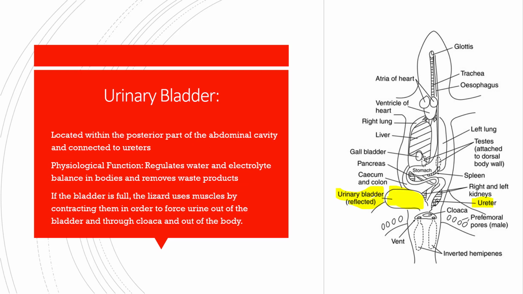And the urinary bladder is located within the posterior part of the abdominal cavity and connected to the ureters, as we can see right here. The urinary bladder on the photo is highlighted, as well as the ureter. Its physiological function is to regulate water and electrolyte balance in the body and remove waste products. If the bladder is full, the lizard contracts its muscles in order to force urine out of the bladder, through the cloaca, and out of the body.